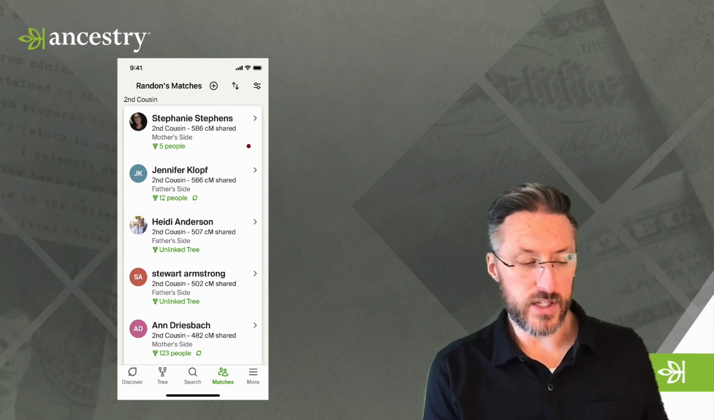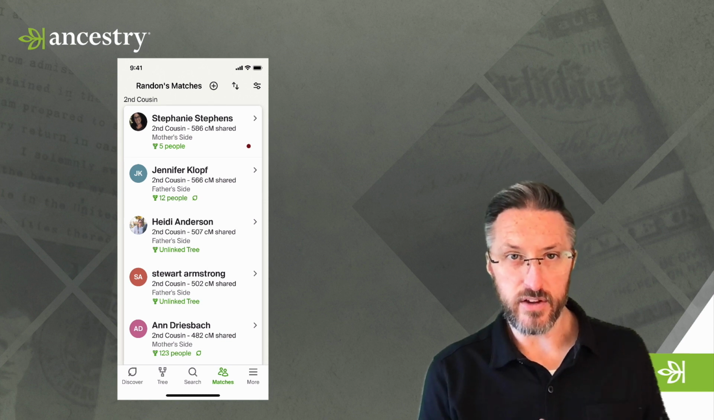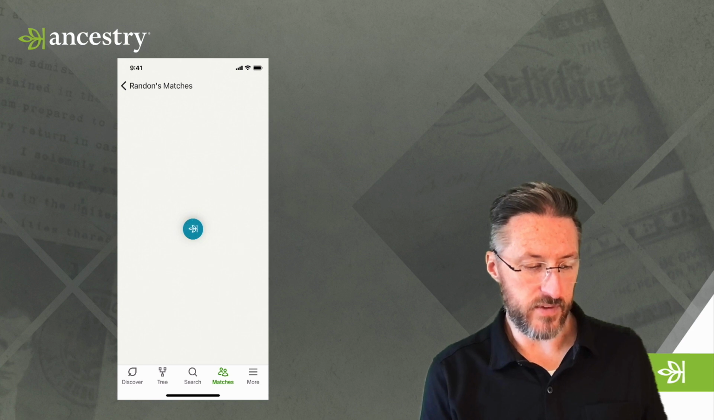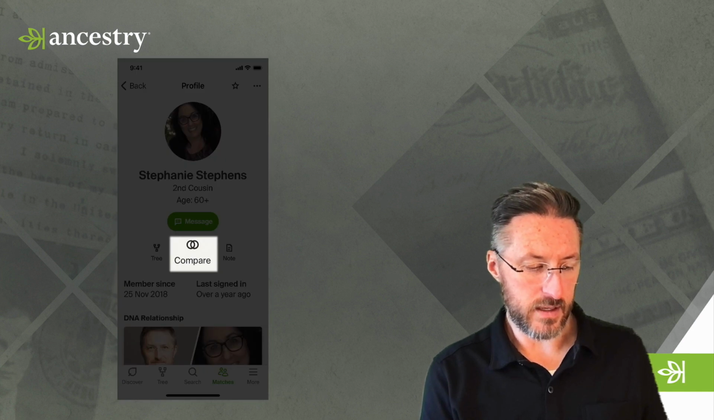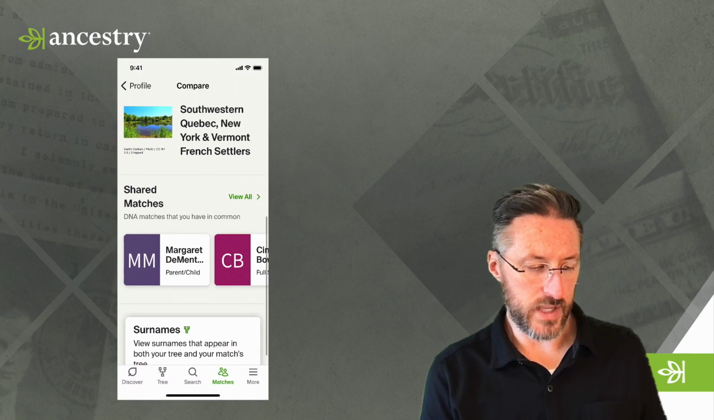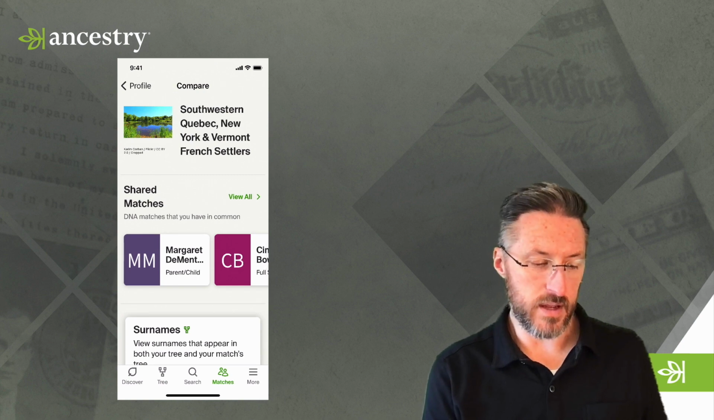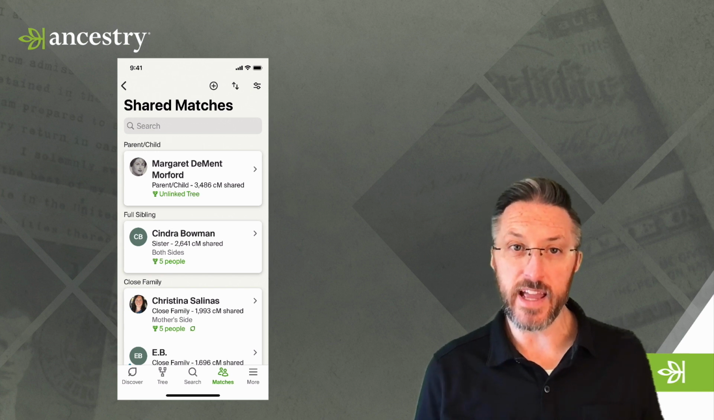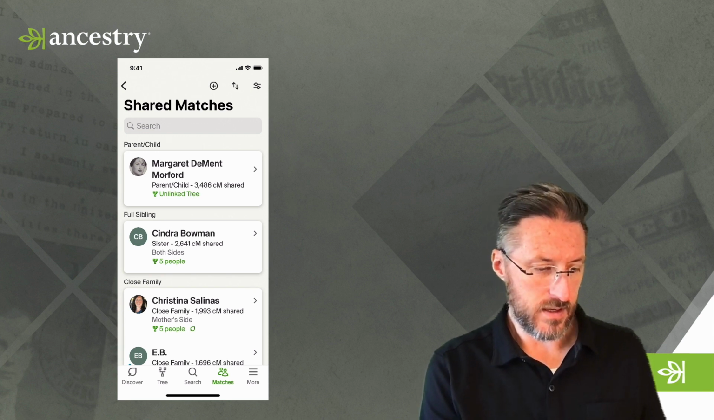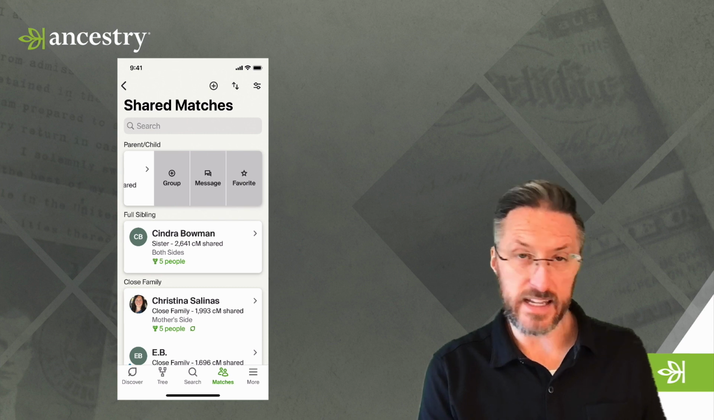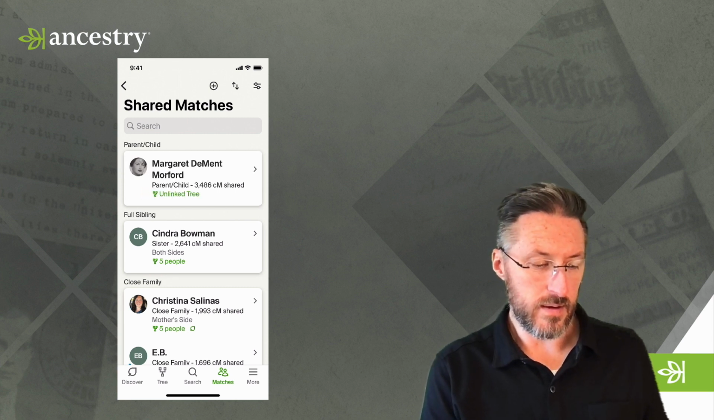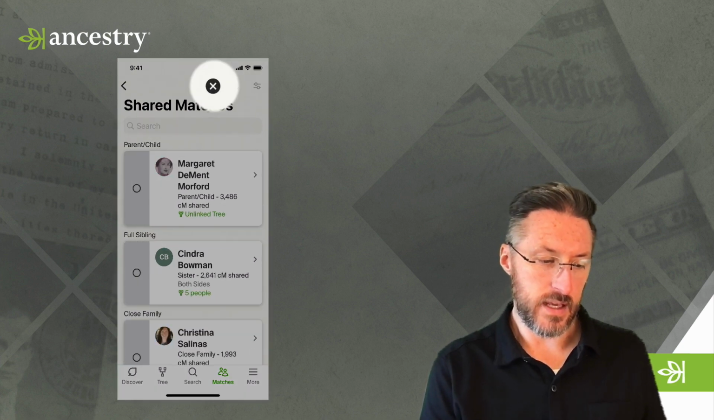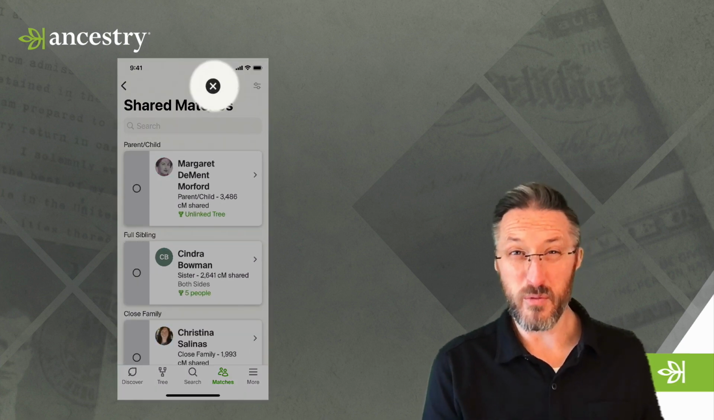To add the other individuals that she and I share, the matches that she and I share for this family line, I'm going to tap on Stephanie. Then I'll tap on the compare button, scroll down to shared matches, and tap on view all. These are all of the matches that she and I have in common. Now I could swipe and add each one of these individuals that way, but I've got a quicker method. At the top of the screen, there's a plus button. This allows me to do this in more of a batch method.